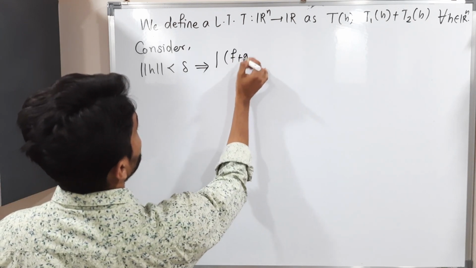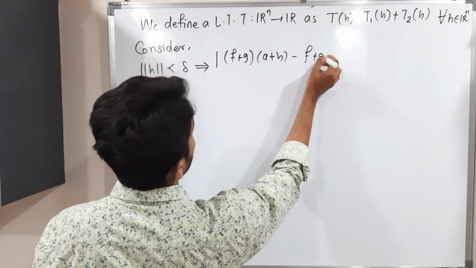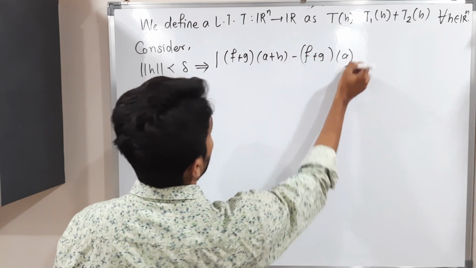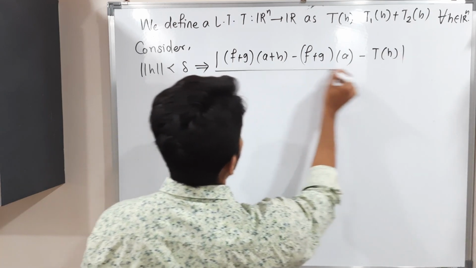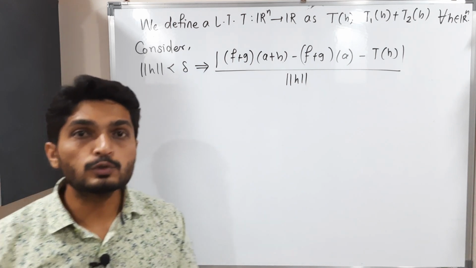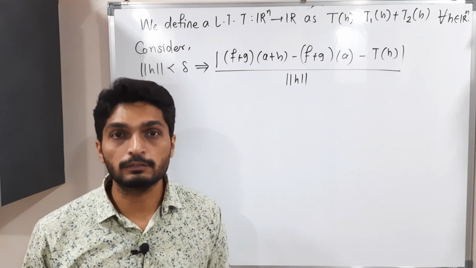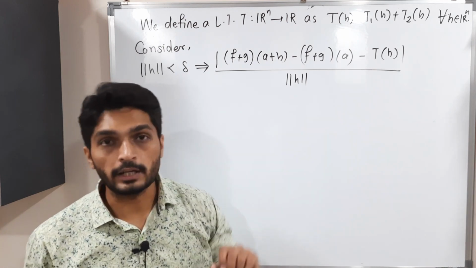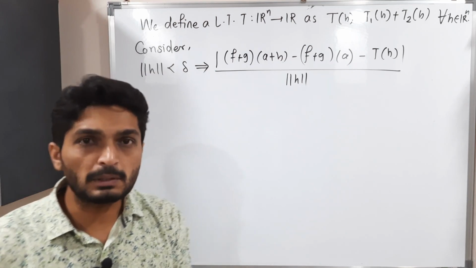We want the quantity f plus g of a plus h minus f plus g of a minus t of h, whole divided by norm h. We have to prove that this is less than epsilon, then we can declare f plus g is differentiable at a and t is the total derivative. So our target is to prove that this is less than epsilon. Let us simplify it first.